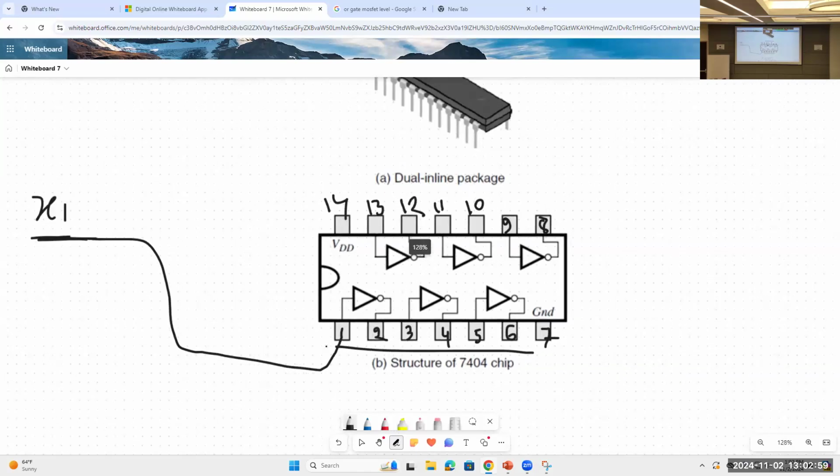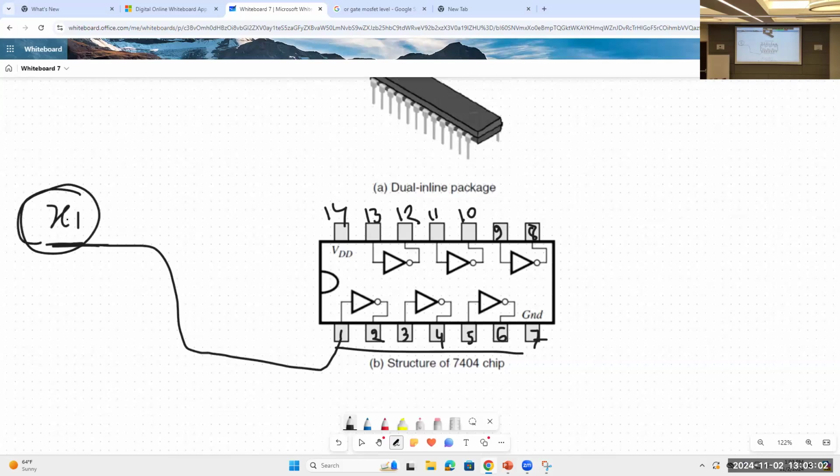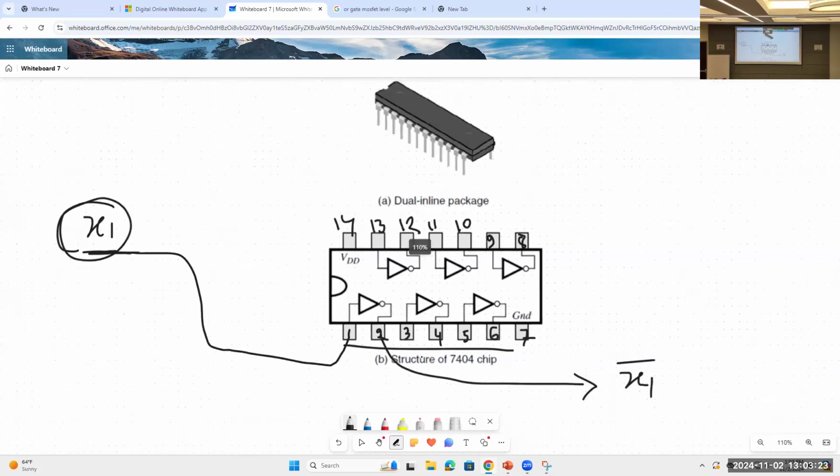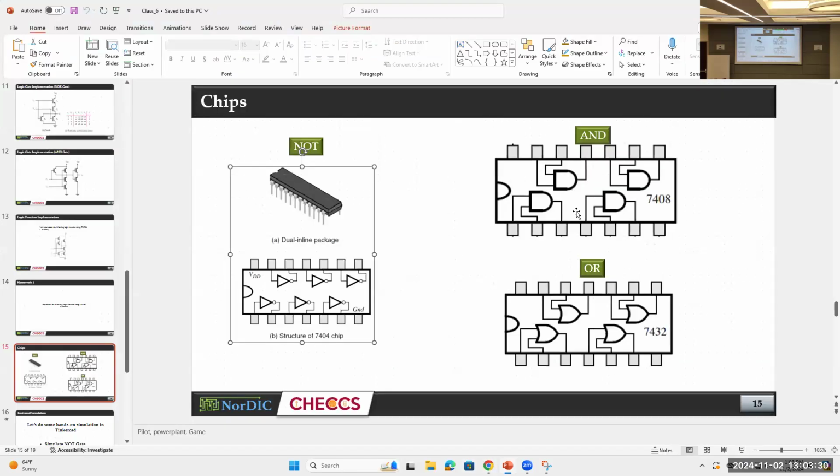So if you need to invert x1, you have to connect this to pin number 1, and you will get the output from pin number 2. So what will the pin number 2 output be? Because this is a NOT gate, the output will be x1 bar, right? So if you insert x1 at pin number 1, you will get x1 bar from pin number 2. Okay, that's how you can use the multiple gates. And in a similar fashion, the AND gate and OR gate are also made like this.